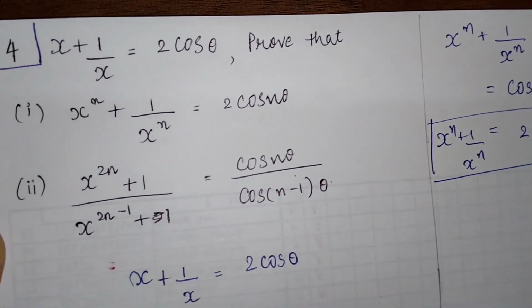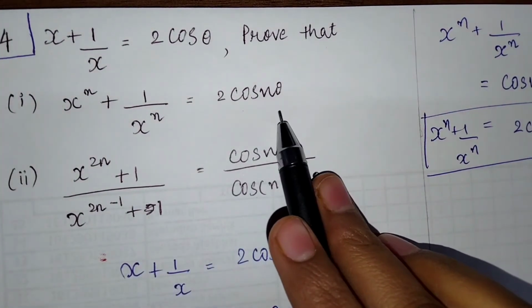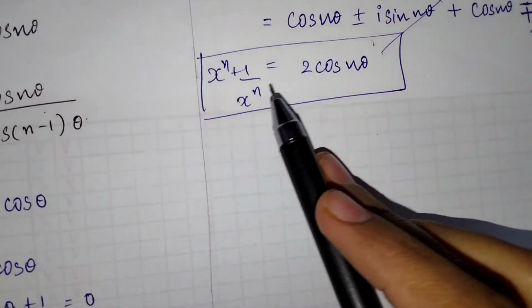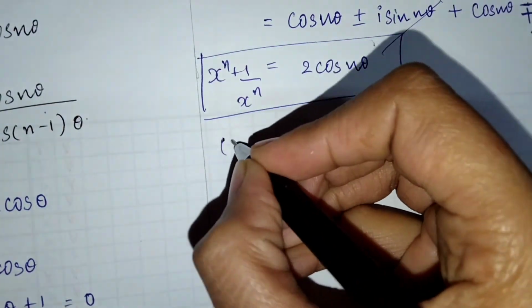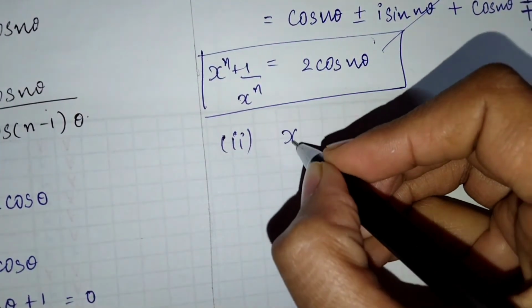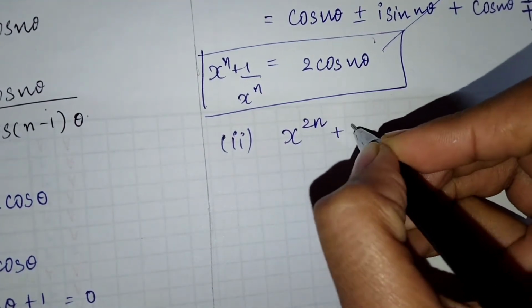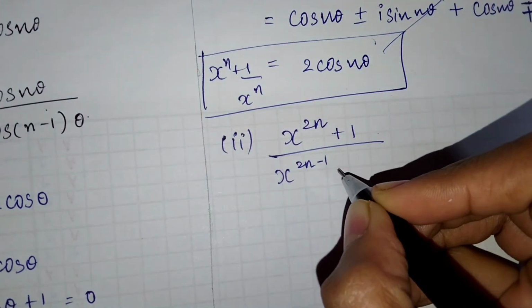Okay, so we have proved the first part, that is this term should be equal to this, and we got that this term is equivalent to 2 cos n theta. Now we will move to the second part. Now here, what is given? x raised to 2n plus 1 divided by x raised to 2n minus 1 plus 1.